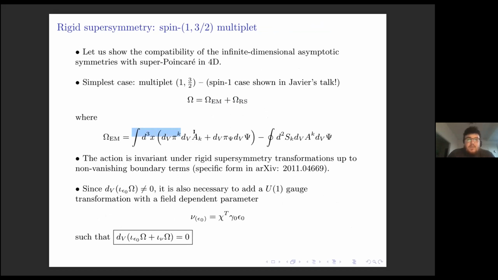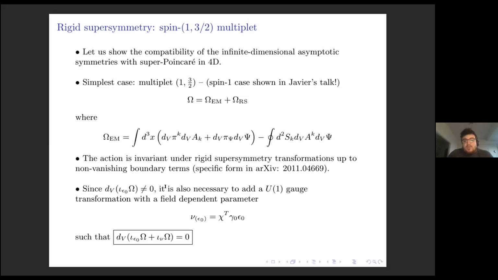In this case, the symplectic form has this form here, and here we can see a new property: the analog of our rho field, that is the psi field, a boundary scalar field of the theory. One can show that the action related to this symplectic form is going to be invariant under rigid supersymmetry transformations up to non-vanishing boundary terms, whose specific form is put in our paper. But the important thing here is that the change in the symplectic form is a boundary term, but it's not zero.